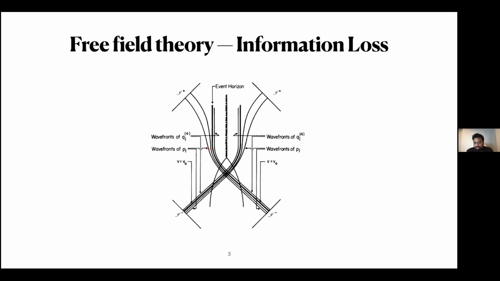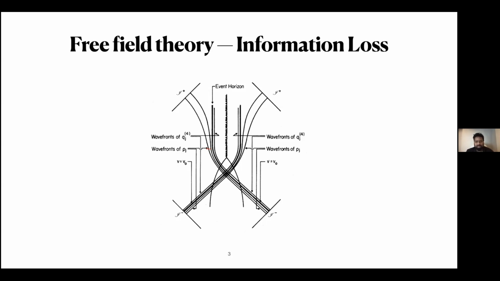So I want to start with something that's very familiar. I'll have a quick look at the information loss problem for black holes, something that Hawking formulated, where he considered scalar fields that are propagating freely on a black hole background. And he drew this diagram in Eddington-Finkelstein coordinates. So what you see is infalling matter that's collapsing into a black hole, and then that radiates particles which reach Scri plus at future infinity.